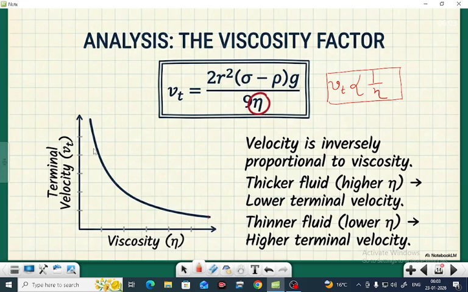Eta is the viscosity. If the viscosity is more, terminal velocity will be less. When the viscosity is more, terminal velocity is less, and when η is less, the terminal velocity is more. So the graph will be like this. This is the graph of the viscosity factor, right?